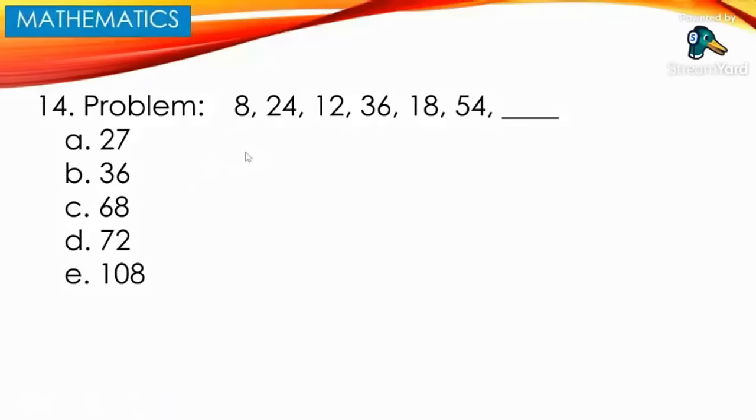26, you're answering 26. Or 24 dapat, diba? Okay, ganito po yung pattern natin. Yung pattern po natin is times 3 divide 2. So, 8 times 3, 24 divide 2, that's 12. Times 3, that's 36 divide 2, that's 18. Times 3, that's 54. So, divide 2, that is 27. Yes po, Sir Sunny. That's times 3 and divide 2. So, the correct answer po is letter A, and that is 27.